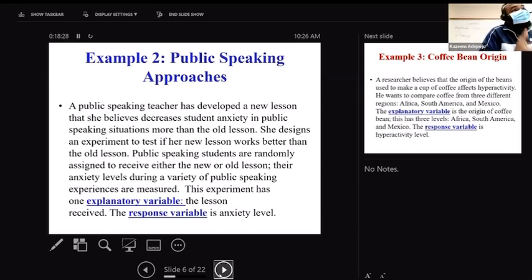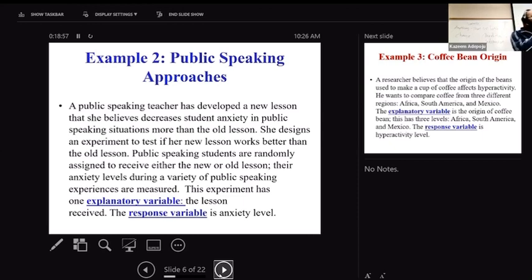When people want to speak in public, some, like my daughter, when you ask my daughter to speak, I say, if you want to talk, maybe you don't look at their faces, just be talking, stuff like that. Okay, she began an experimental test if the new lesson works better than the old lesson. Public speaking students are randomly assigned to receive either the new or old lesson.